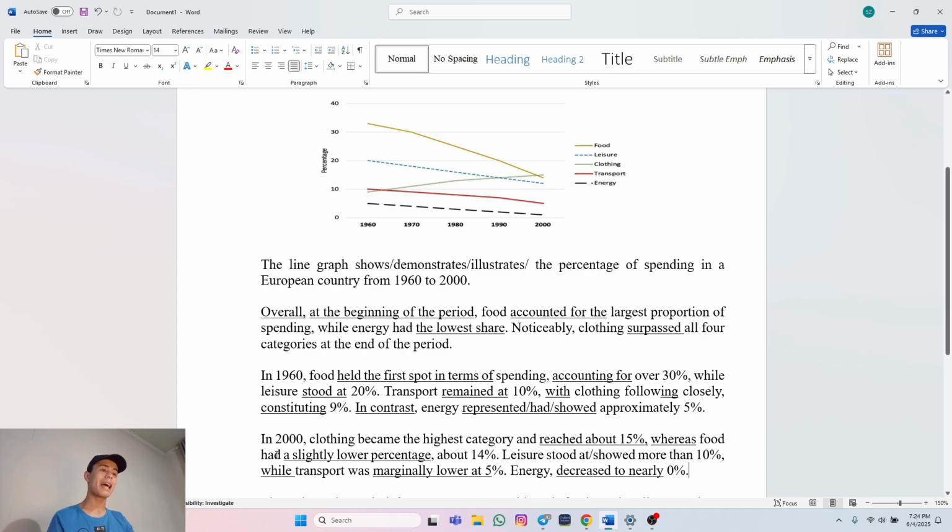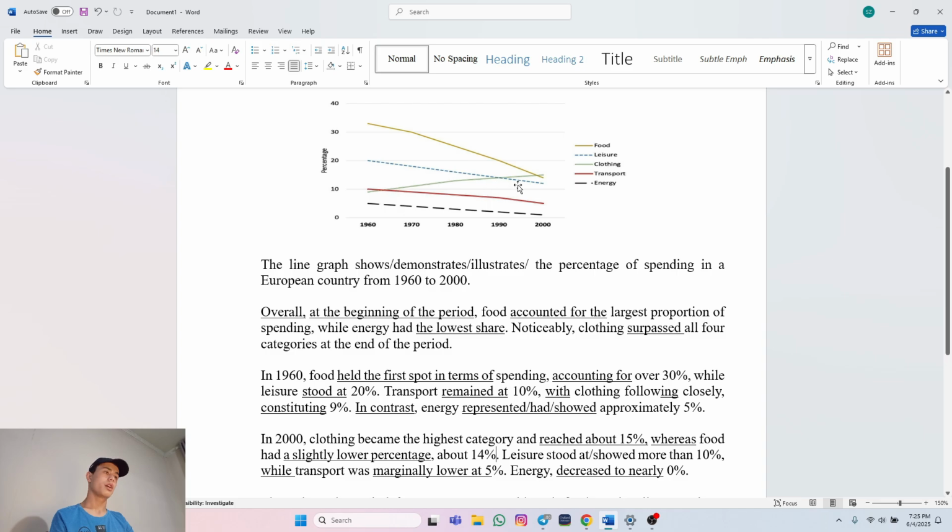Whereas food had a slightly, not marginally or dramatically, just slightly, very little difference, it means. Okay, I have already underlined it. You just have to use this word if there is a very little difference between your percentages. Okay, about 13%. Never miss using a comma here. Okay, about 15%. And the second one is leisure.